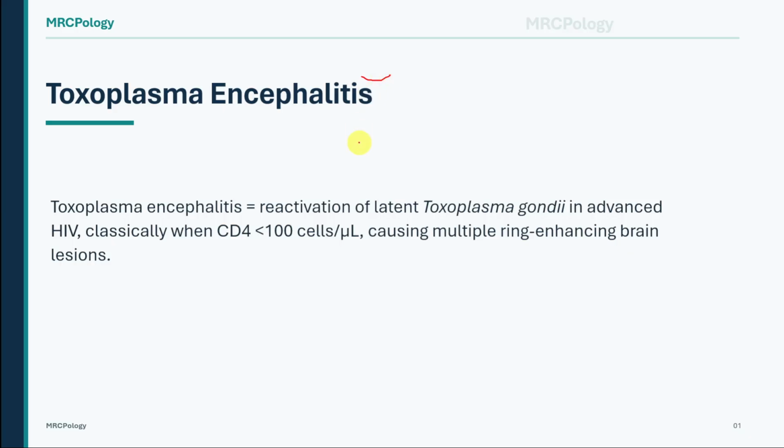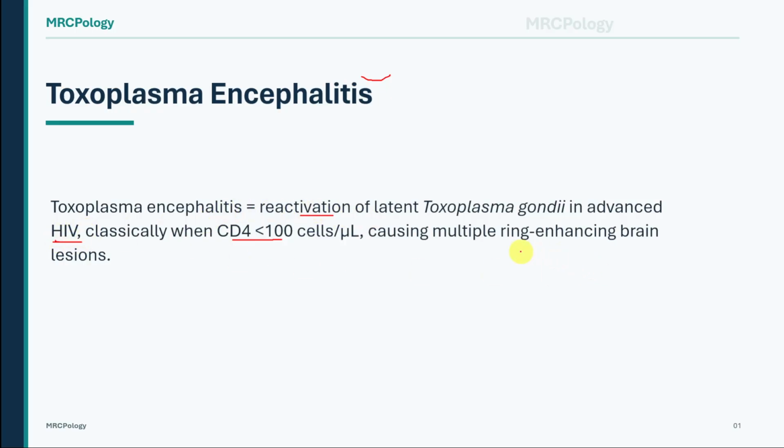Toxoplasma encephalitis is reactivation of latent Toxoplasma gondii infection in severe cellular immunosuppression. Classically, this occurs in patients with HIV when the CD4 count is below 100 cells per microliter. The key phrase to remember is advanced HIV plus multiple ring-enhancing brain lesions.